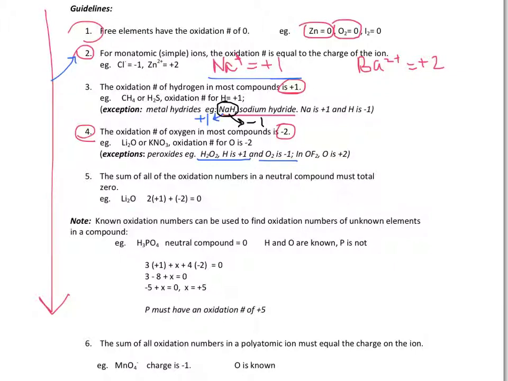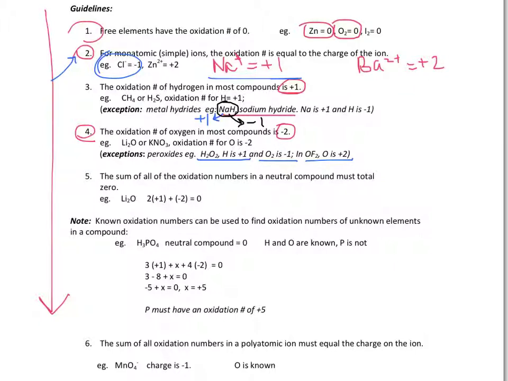The same thing as OF2. Fluorine is in group 7. That follows along with guideline number 2, so we would assign that as -1 each first. Oxygen has to be +2. Right now, this might sound confusing. We will go through some examples, but I wanted to hit on what the guidelines are and emphasize that you need to go through them in order.